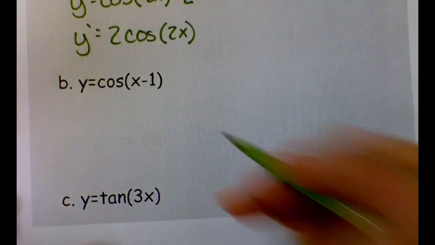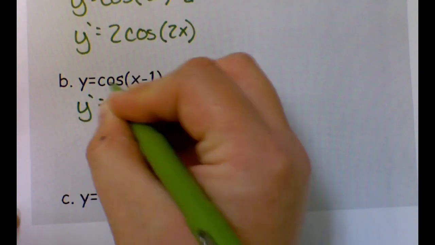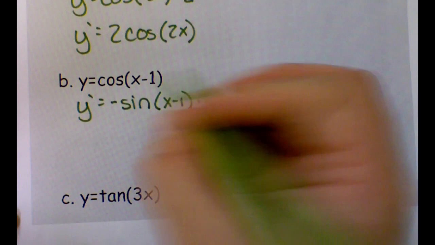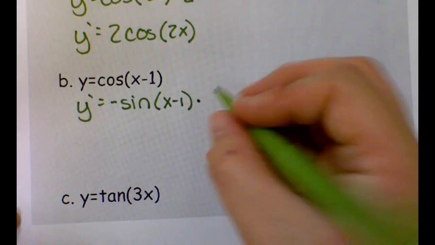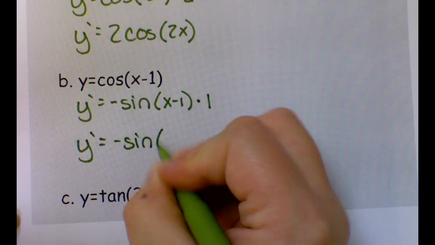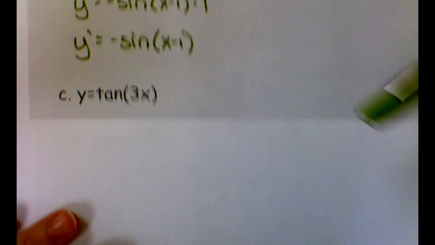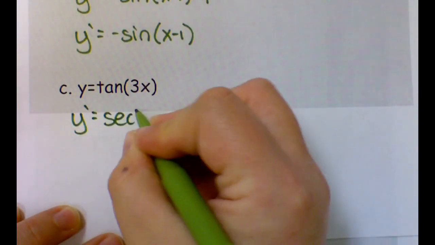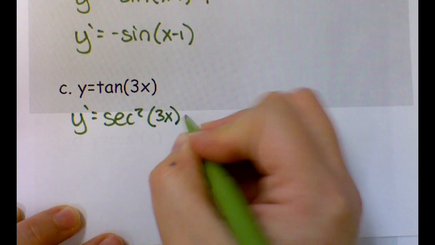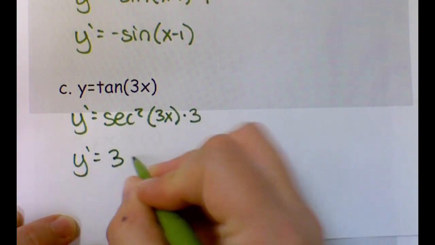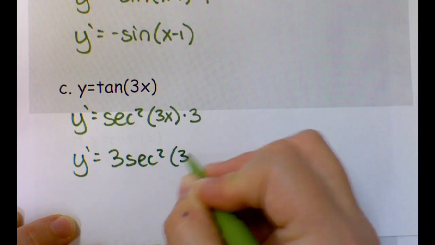For y equals cosine of x minus 1, we take y prime equals the derivative of cosine is negative sine of x minus 1 times the derivative of the inside. The derivative of x minus 1 is just 1. So really, y prime equals negative sine of x minus 1. And then if y equals the tangent of 3x, to get our derivative, the derivative of tangent is secant squared, still of 3x, times the derivative of the inside, which is just 3. So we would rewrite this to be 3 times the secant squared of 3x.